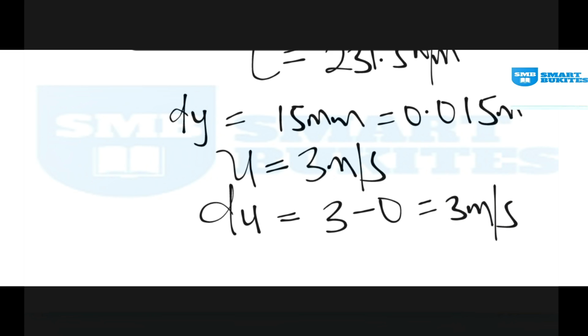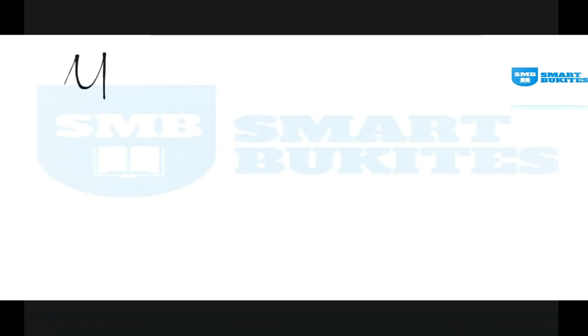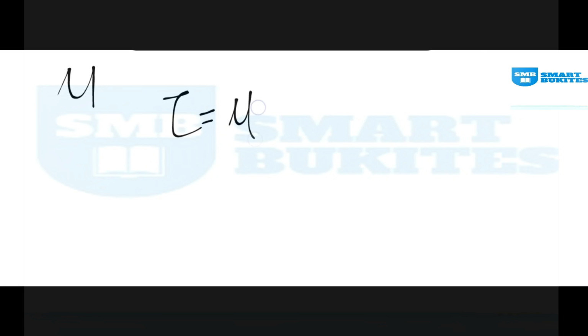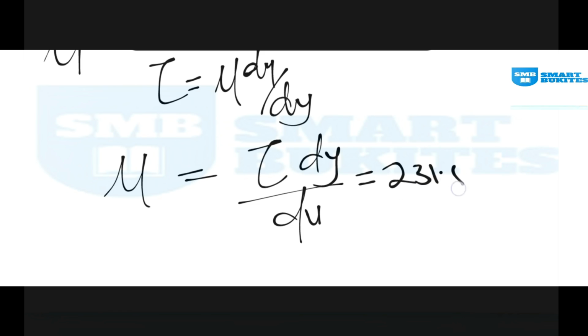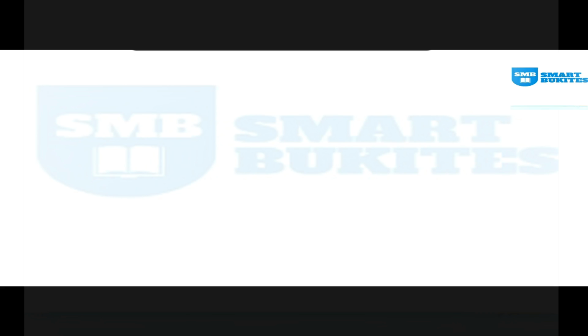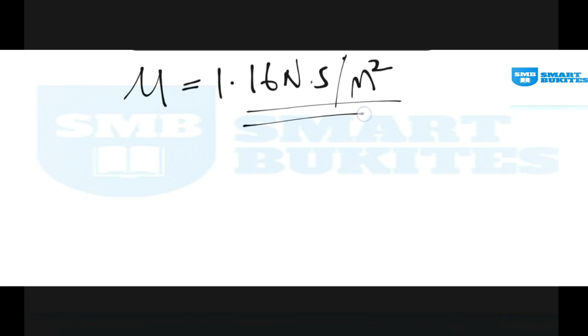This is our du. Now, to determine the viscosity from Newton's law of viscosity, tau equals mu du by dy, we can say that viscosity is equal to tau dy by du, which we have as 231.5 times dy, which is 0.015, divided by the change in velocity, which is 3. Calculating this correctly, you will see that my dynamic viscosity is going to be 1.16 Newton second per meter squared.